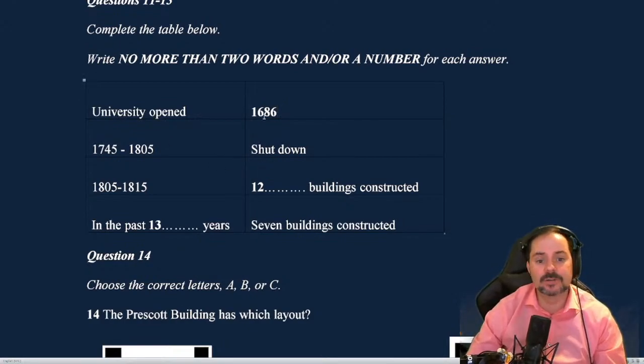All right, so university opened in 1686. Very good. Notice how in English it's 1686. Oftentimes years, 4 digits. We rarely will ever say one thousand six hundred eighty-six. You just never hear people saying that. You will always hear people saying sixteen eighty-six. So first 2 digits, last 2 digits. Okay.